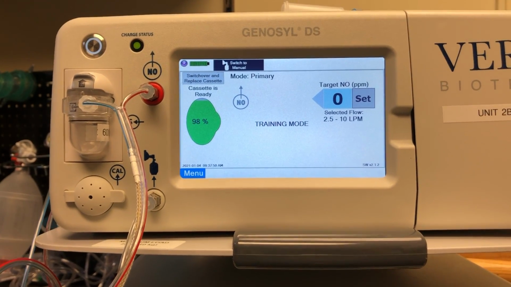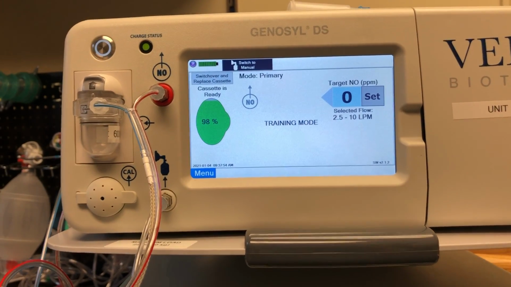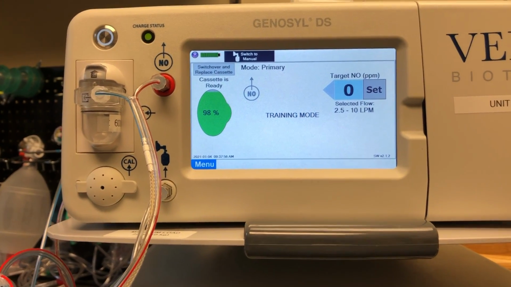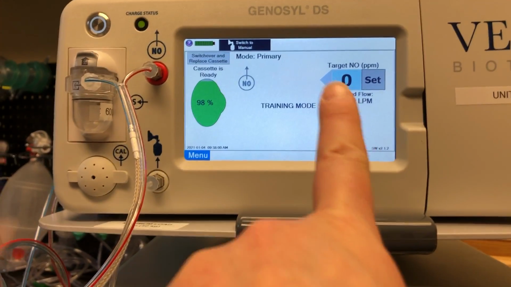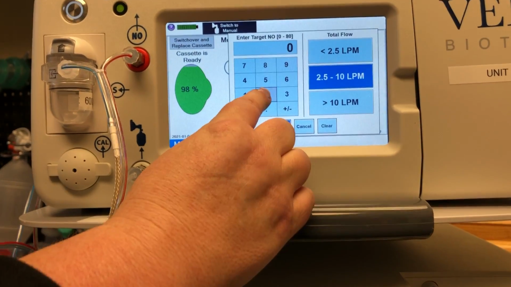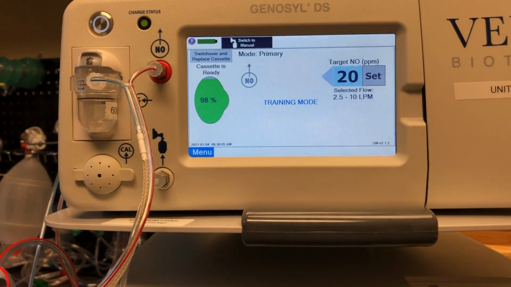Well, what you've just shown us is that if you pause it to 0 for a second to do whatever you need to do, the recruitment maneuver, suctioning, bronchoscopy, you then have to resume it by simply touching into 0 to make it 20 to resume the flow of nitric oxide, and that will prevent all of those alarms from happening. Correct. Great. Thank you.